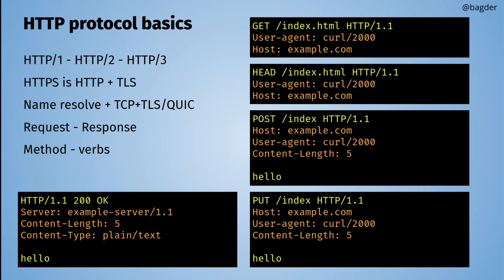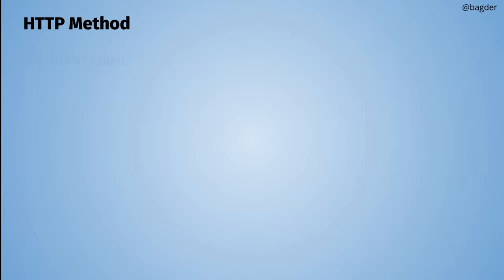And here's a response. The first four there are requests, and here's a response, right? 200, okay. Everything went fine. The server is example server. There's 5 bytes of contents, and here's the type of the content. It's plain text. Hello. 5 bytes, plain text. This is what HTTP 1 looks like.